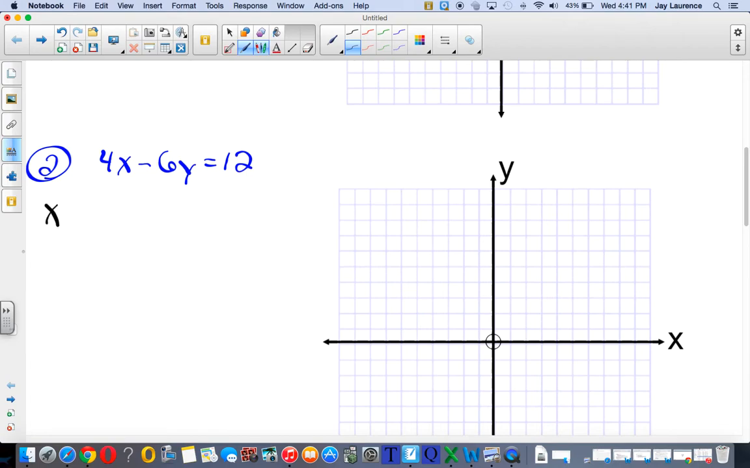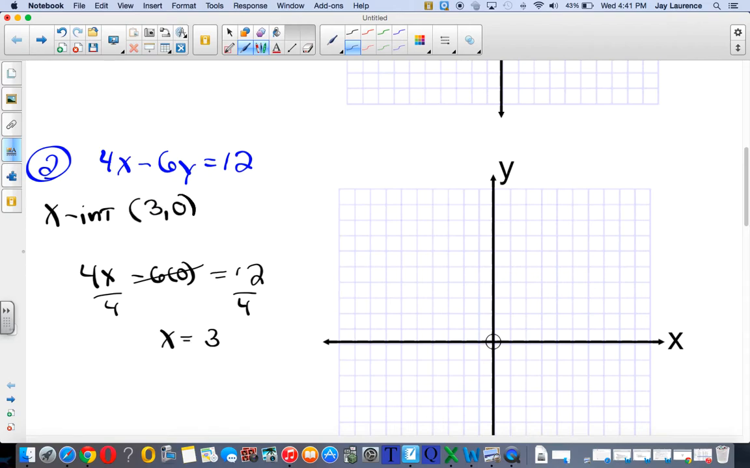Let's go find the x-intercept. For the x-intercept, I'm going to plug 0 in for y. So I'm going to get 4x minus 6 times 0. Well, that's just 0, so I'll ignore it. It's 12. I'm going to divide by 4, and x is going to equal 3. So my x-intercept is 3, 0. All right, 1, 2, 3. It won't always be 3, 0. That's just what it happened to be.